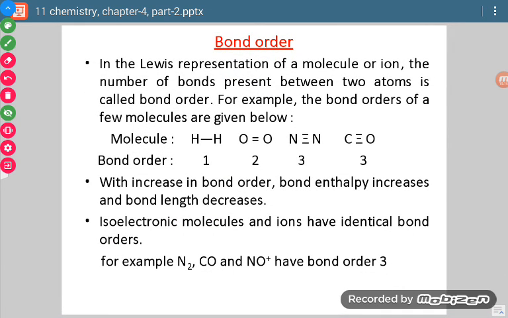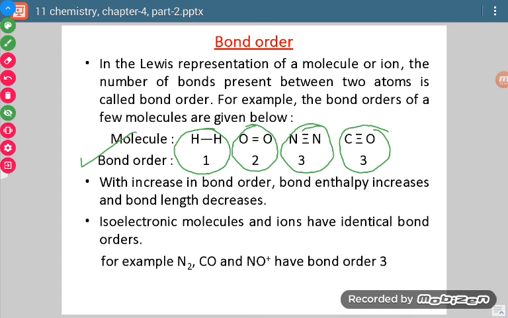Now it comes to bond order. Bond order simply means the number of bonds. In simple wording, bond order tells us about the number of bonds between the two bonded atoms. If we take the hydrogen molecule, there is just one bond. In the case of oxygen, there are 2 bonds. In the case of nitrogen, there are 3 bonds. In the case of carbon monoxide also, there are 3 bonds. So bond order values are equal to the number of bonds. If there is an increase in bond order, then bond enthalpy will also increase, because bond length will decrease.